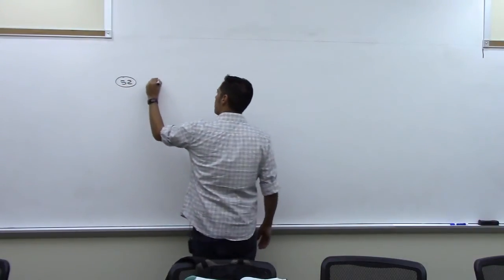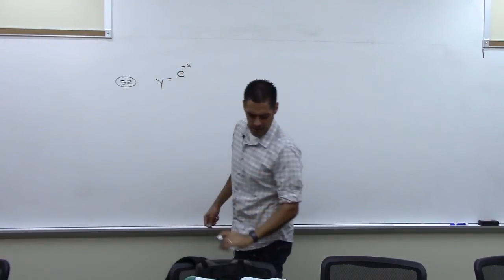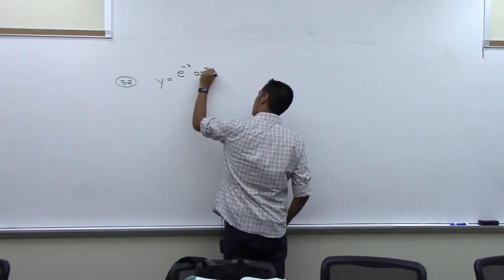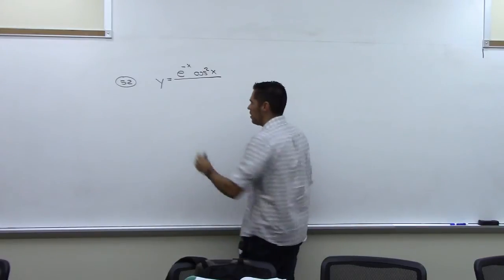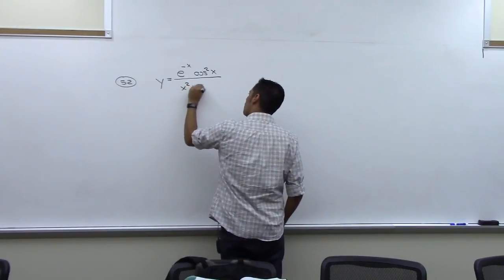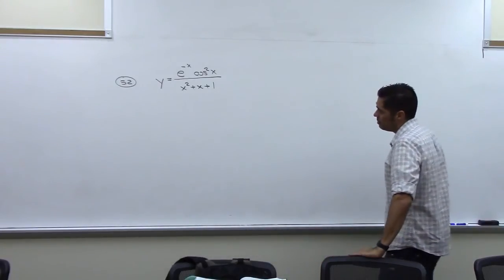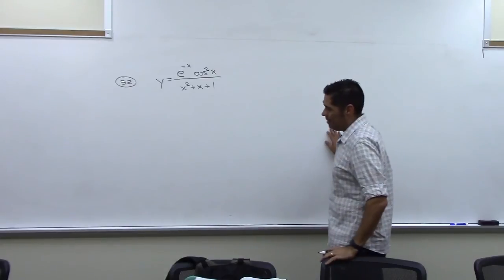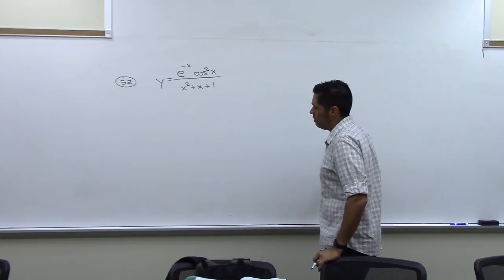So number 52, we have y equals e to the negative x cosine squared x over x squared plus x plus 1. Now, if we just tried to attack this right away with the quotient rule, it would be a mess, all right? So this is where the power of logarithmic differentiation comes in.